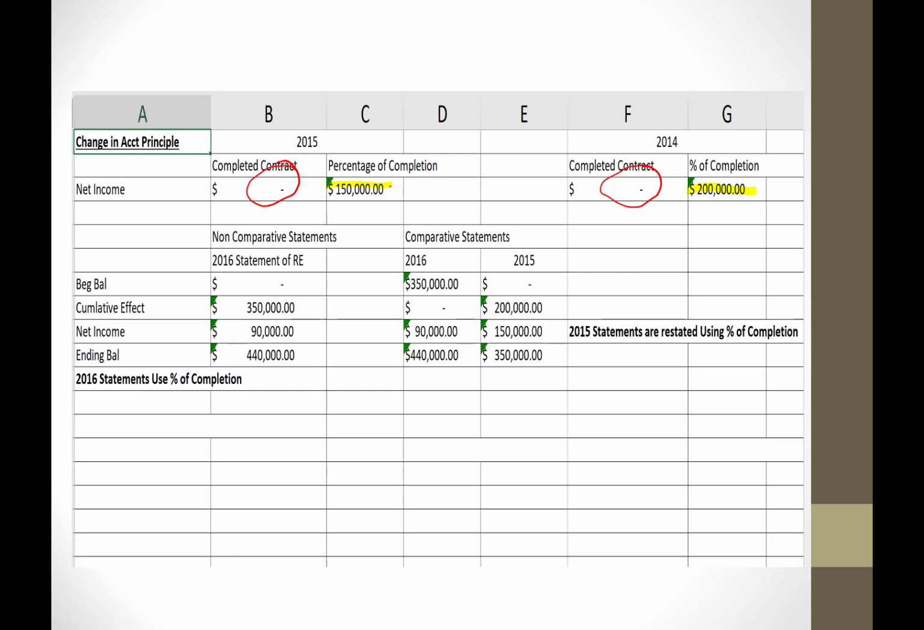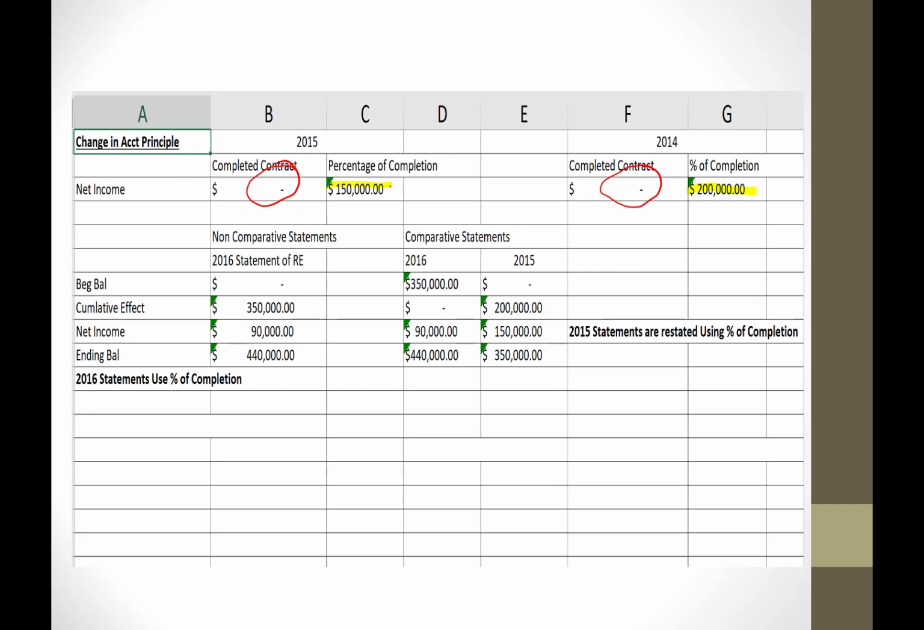Any previous periods presented have to be restated using the new method. So now we would have had net income of 150 in 2015 because we used percentage of completion to restate our 2015 statements, right? And then we would have shown the ending balance. Of course, 2015's ending balance is 2016's beginning balance. And then there is no cumulative effect adjustment, because you make a cumulative effect adjustment to the earliest period presented, right?